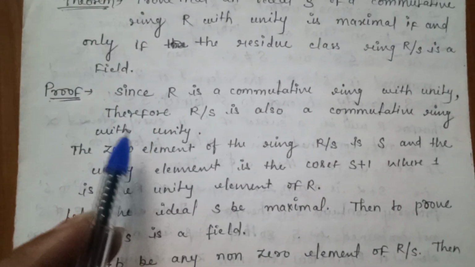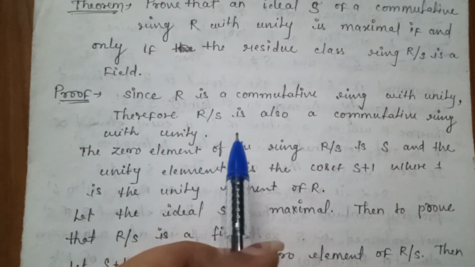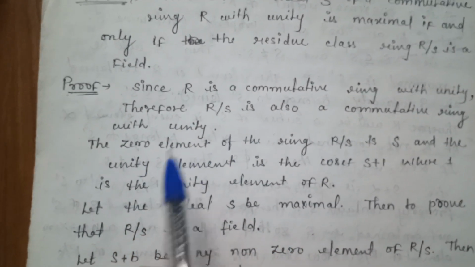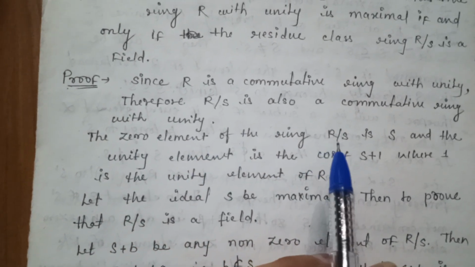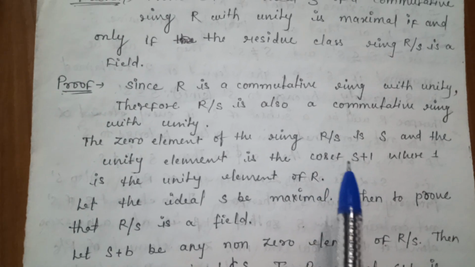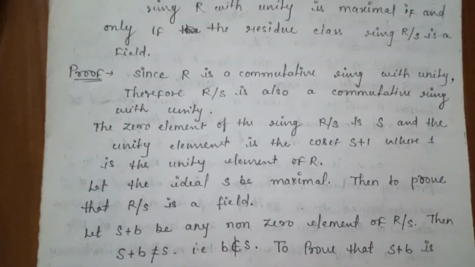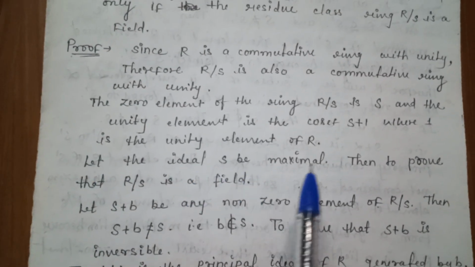Let's look at the proof. Since R is a commutative ring with unity, therefore R/S is also a commutative ring with unity. The zero element of the ring R/S is S, and the unity element is the coset S + 1, where 1 is the unity element of R. Let the ideal S be maximal.